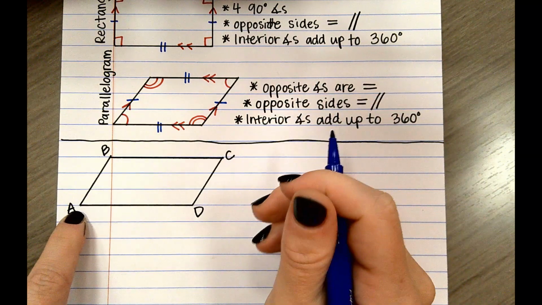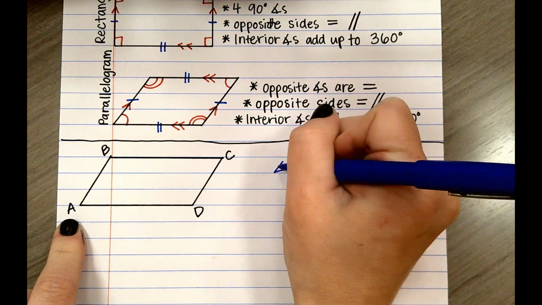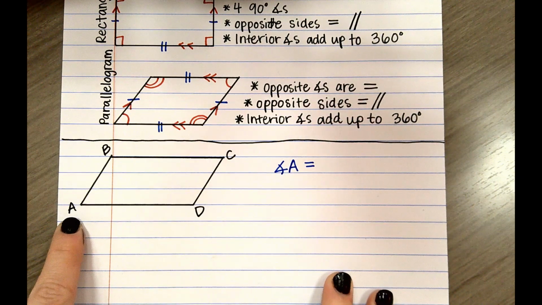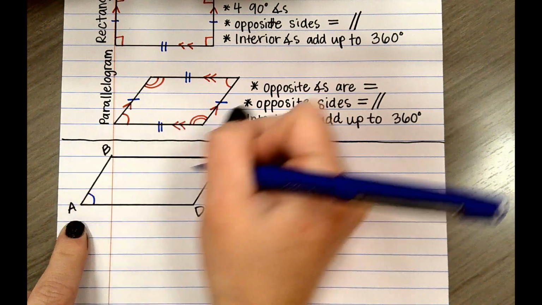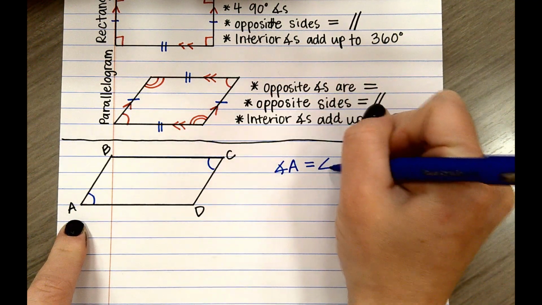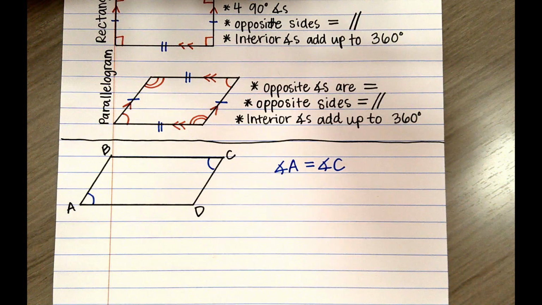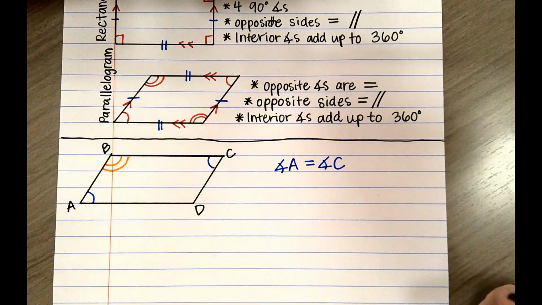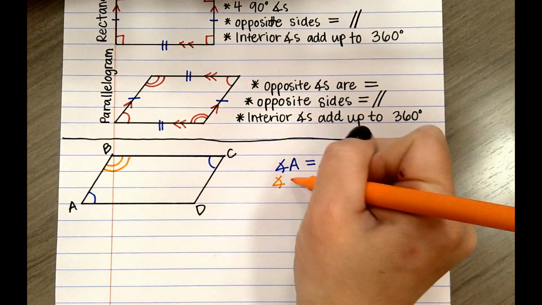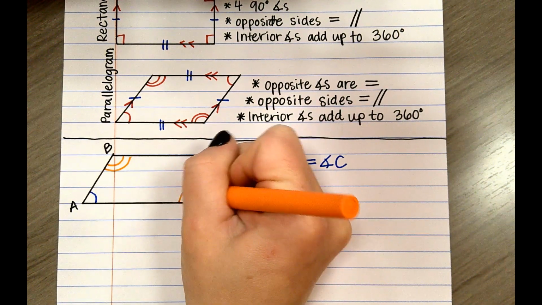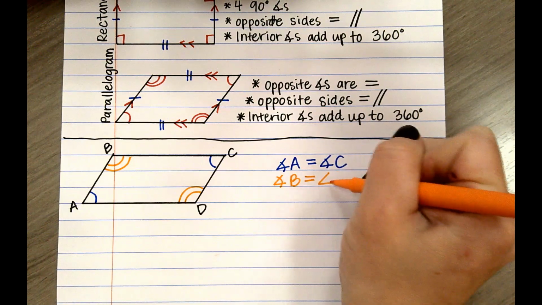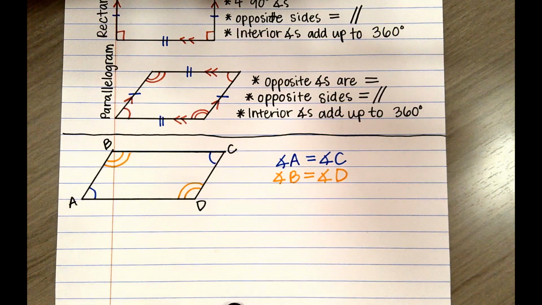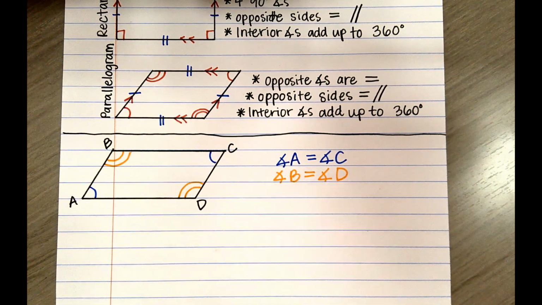First, which angle would be equal to angle A? C. Good. So let's mark that. Angle A is equal to angle C. Which angle would be equal to B? D. Good. So angle B is equal to angle D. So these angles are all interchangeable.